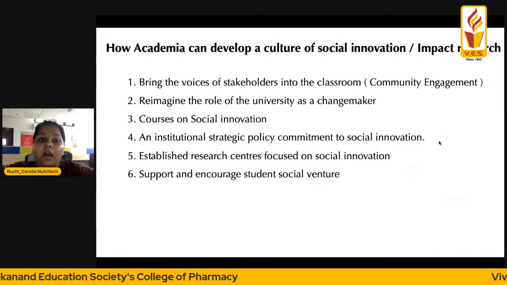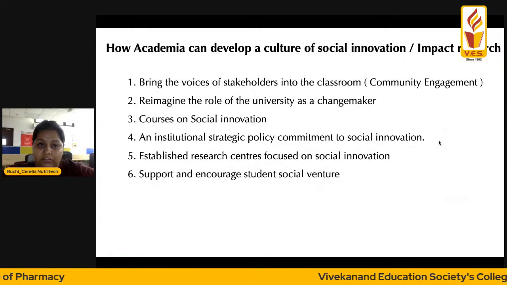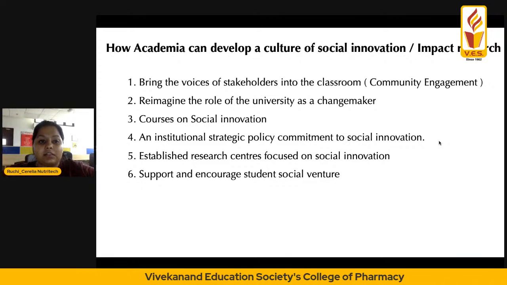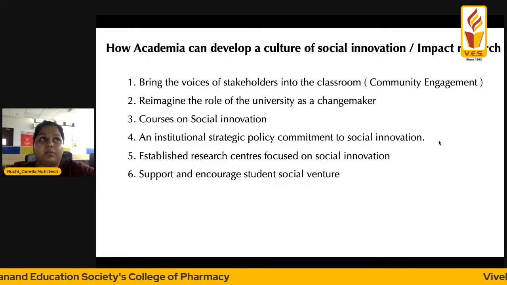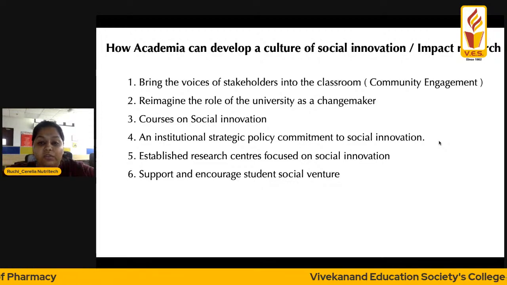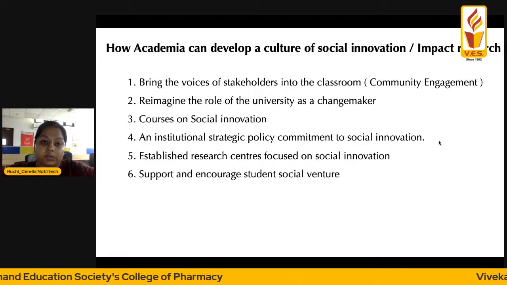Now, coming to how academia can develop a culture for social innovation or impact research. We always talk about research, about solving some industrial problem, getting patents, and publishing papers. But no one talks about making a product or developing a formulation for societal impact. So how can academia do this?